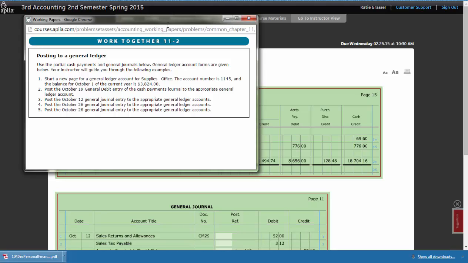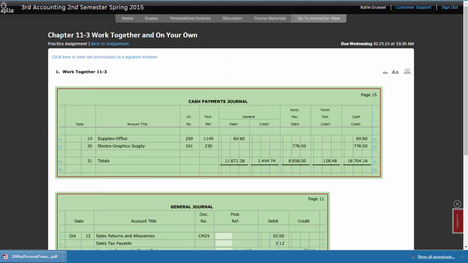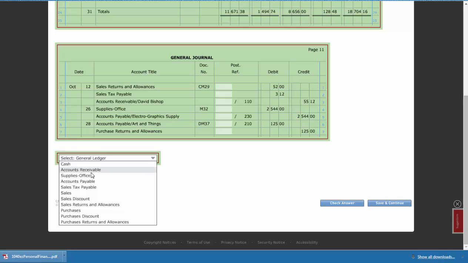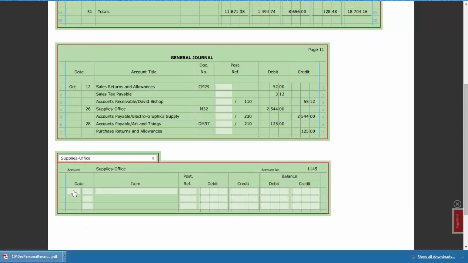Again, when we see an account number that starts with a 1, we should know, hey, that's an asset. So we're going to find our supplies office. And again, the date is October 1st of the current year. And we are bringing a balance, which means the previous form was full, so we just have to fill in the word balance there to show that that's where we got our number from.